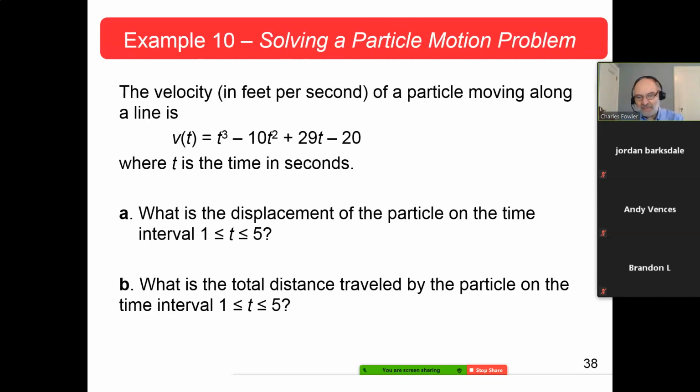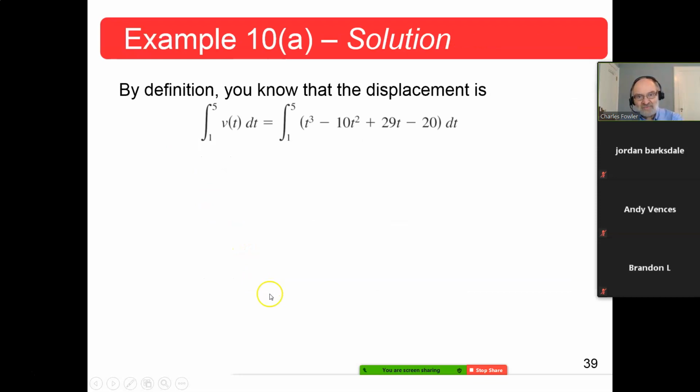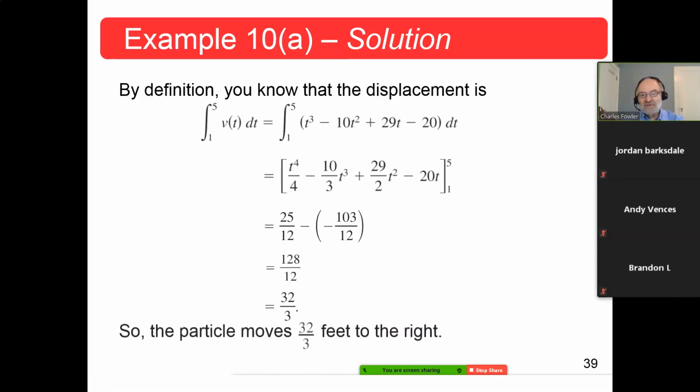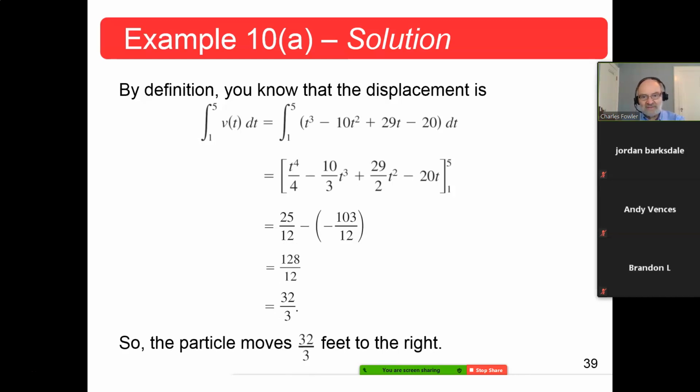Okay, here's the problem. First the displacement, and then the total distance. Displacement is simply the integral of the velocity, because velocity is ds/dt, where s is your displacement. Integrate ds/dt, you get s. So that's what you do. You leave it in this form. I think we had already done that and got 32/3 of a foot to the right, 10 2/3 feet to the right, which is not a bad displacement, I guess, in 4 seconds.